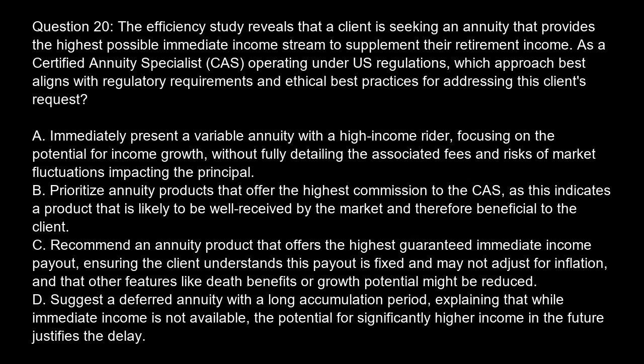Option B. Prioritize annuity products that offer the highest commission to the CAS, as this indicates a product that is likely to be well received by the market and therefore beneficial to the client. Option C. Recommend an annuity product that offers the highest guaranteed immediate income payout, ensuring the client understands this payout is fixed and may not adjust for inflation, and that other features like death benefits or growth potential might be reduced. Option D. Suggest a deferred annuity with a long accumulation period, explaining that while immediate income is not available, the potential for significantly higher income in the future justifies the delay.